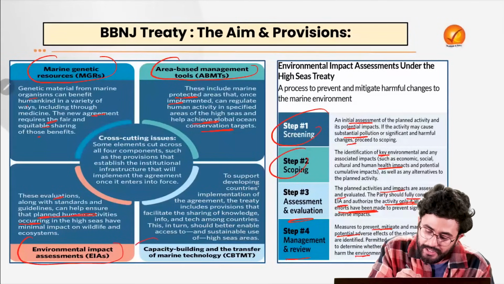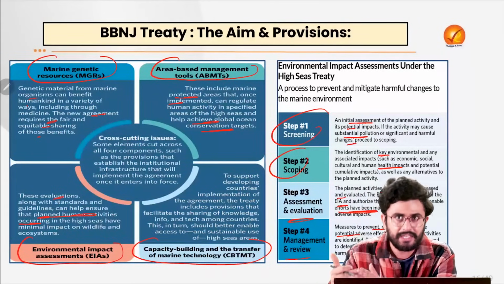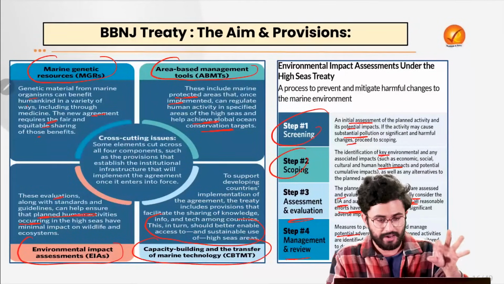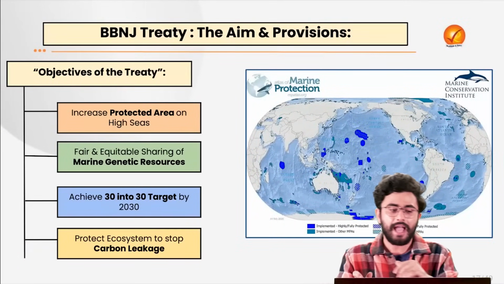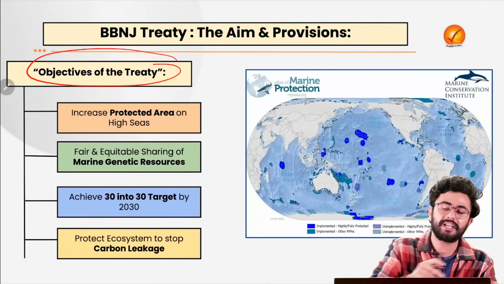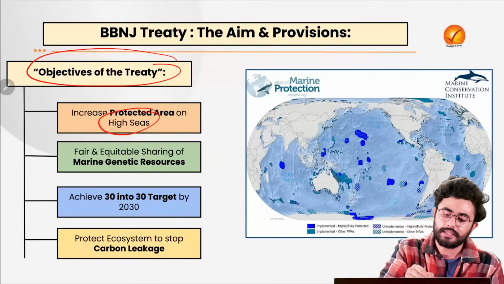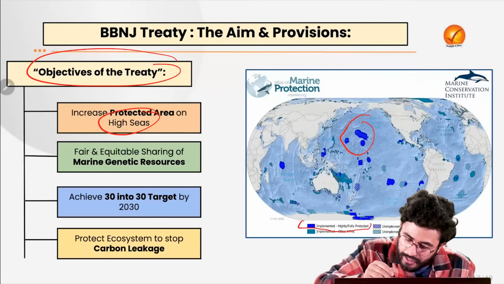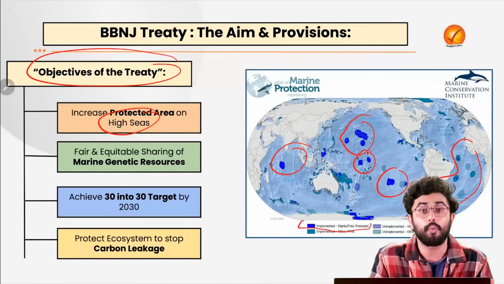Fourth important component is capacity building and transfer of marine technology, specifically from the developed nations to the developing nations. Remember these aims and provisions. So with these aims and provisions, what objectives is this treaty actually trying to fulfill? First is to increase the protected areas on the high seas. Just look at the amount of fully protected areas which actually exist in these high seas around the world.